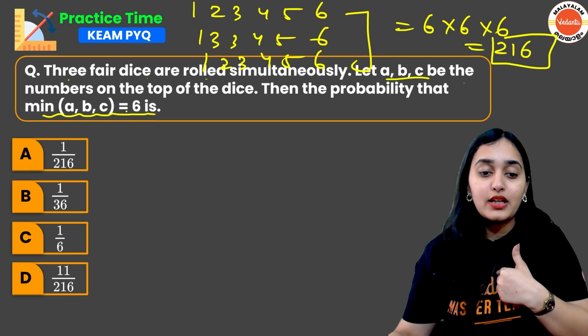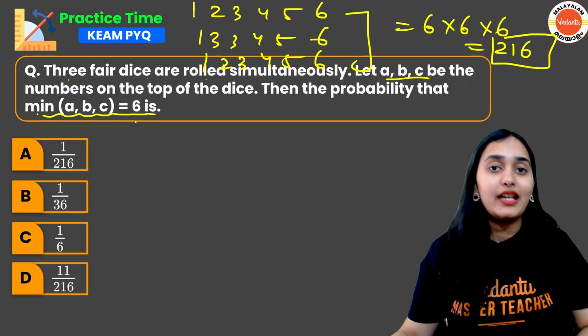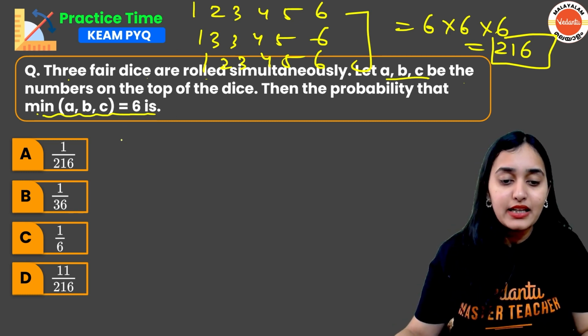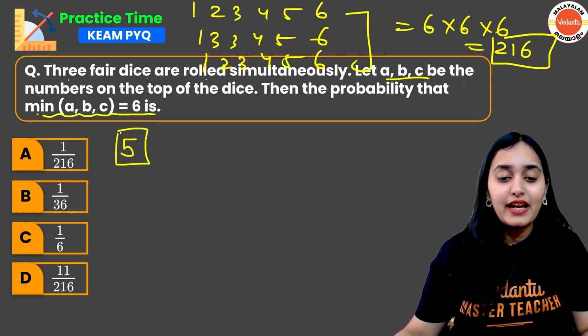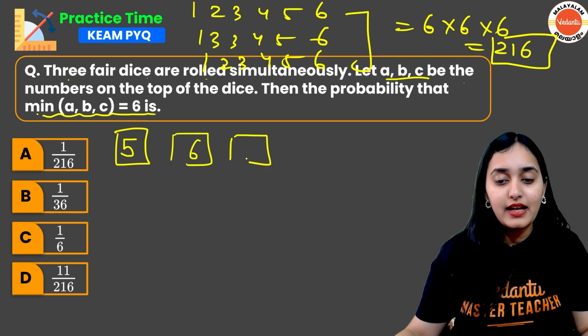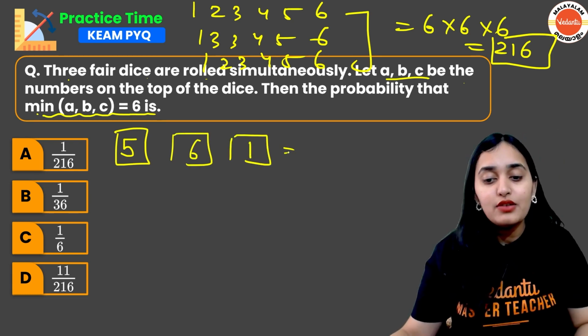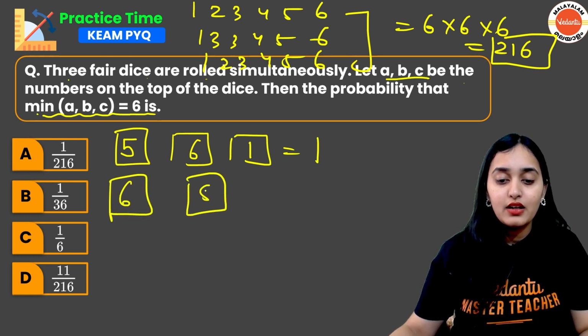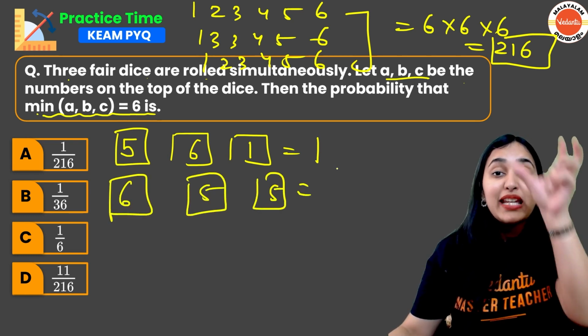My favorable outcome is that the minimum of the 3 should be 6. Now, take any combination. Let's say in the first dice 5, in the second dice 6, in the third dice 1. What is the minimum value? 1. If you take 6, 5, 5, what is the minimum value?